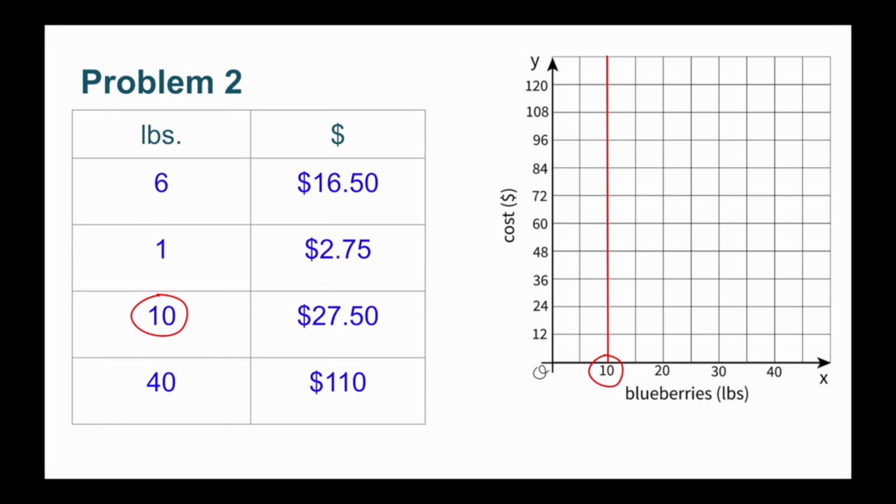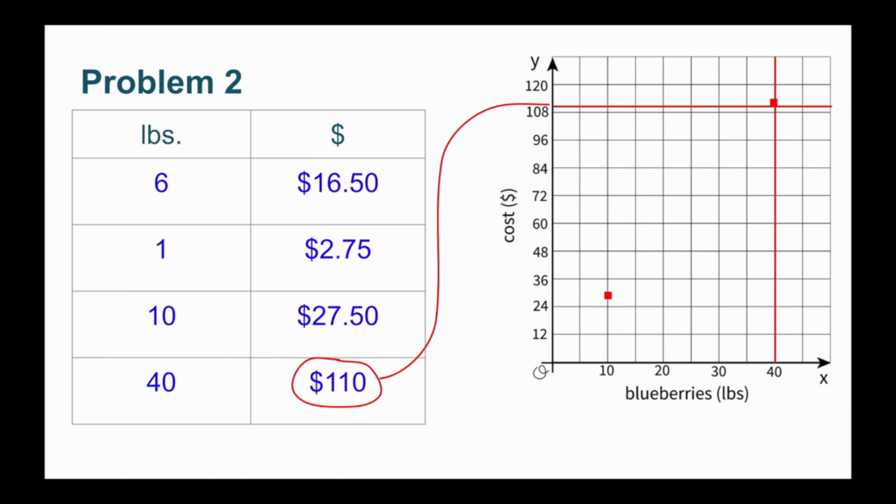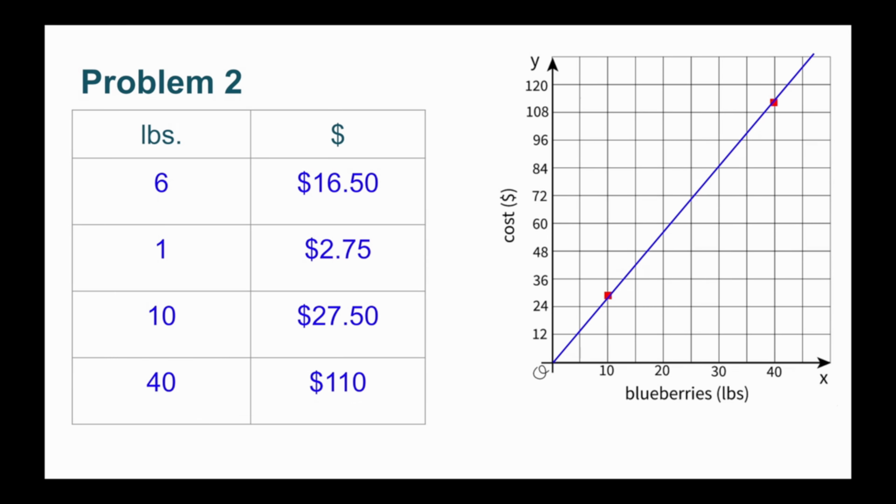10 pounds for $27.50. $27.50 would be somewhere between 24 and 36, a little bit closer to the 24. And so I can put my point right about there. 10 pounds and $27.50. This point represents 10 pounds and $27.50. 40 pounds and $110. So $110 would be just above the $108, and I would put my point there. And this point represents 40 pounds at $110. This line represents the relationship between pounds of blueberries and the cost in dollars.